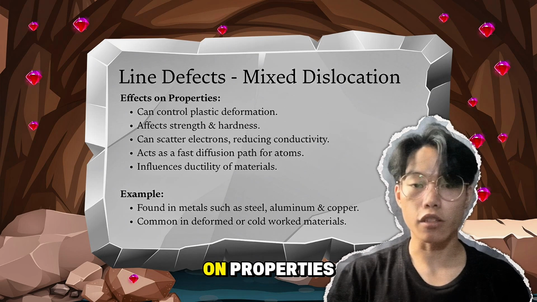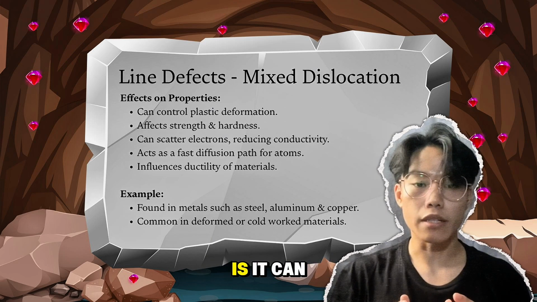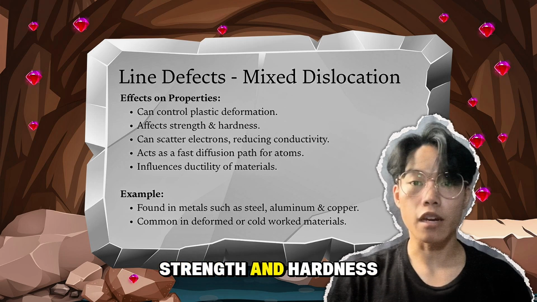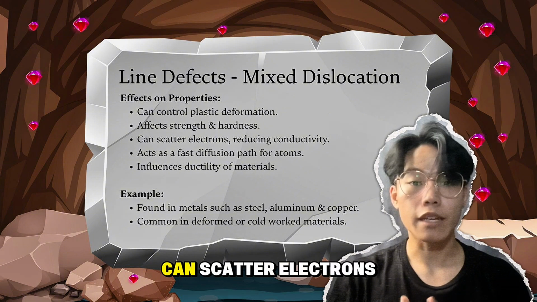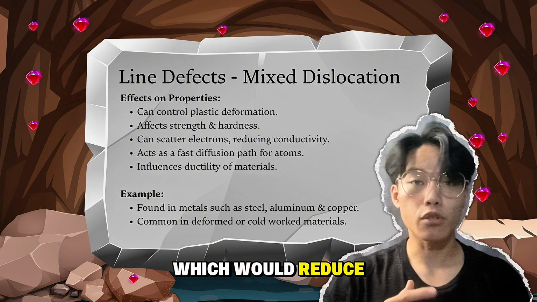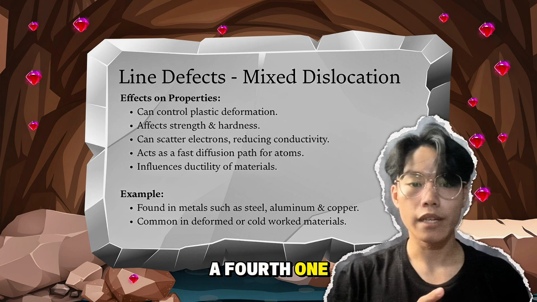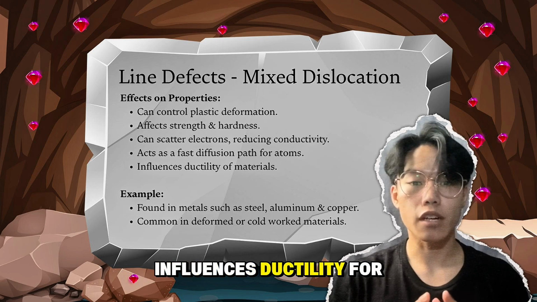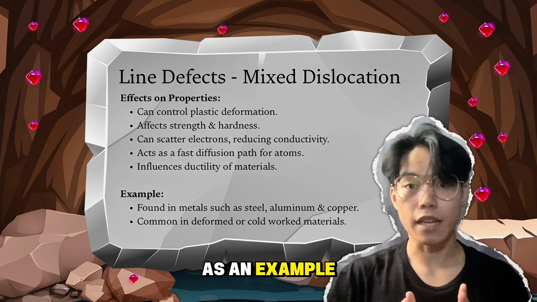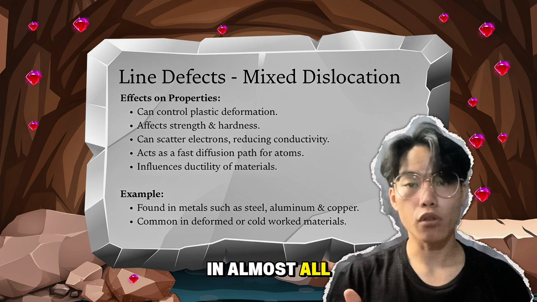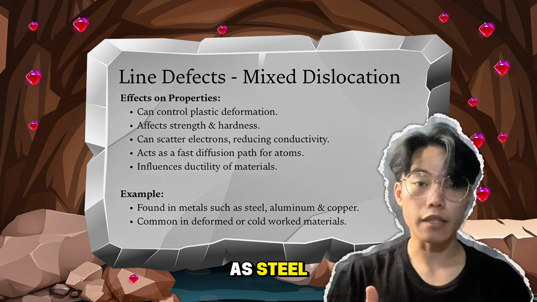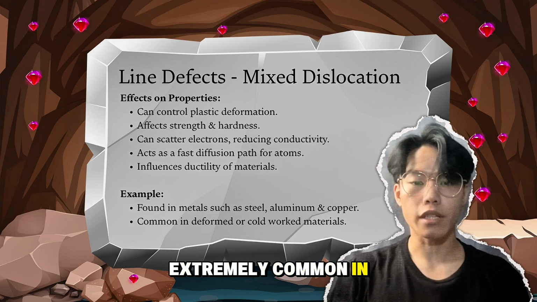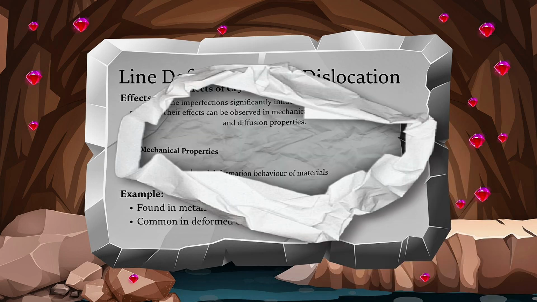Next is effects on properties. The first one is it can control the plastic deformation. Second, it affects strength and hardness. Third, it can scatter electrons, which would reduce the conductivity. The fourth one, it acts as a diffusion path for atoms. And lastly, it influences ductility of materials. As an example, they are found in almost all structural metals, such as steel, copper, and aluminium. And they are extremely common in deformed or cold-worked materials.